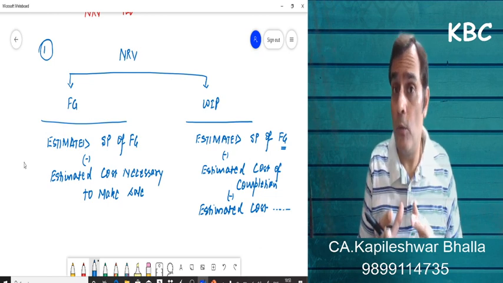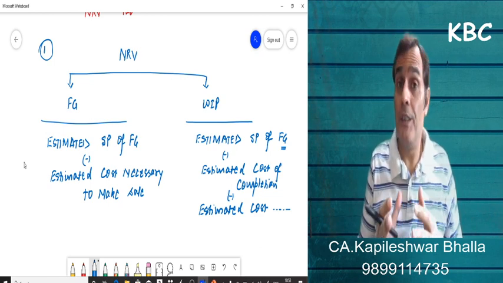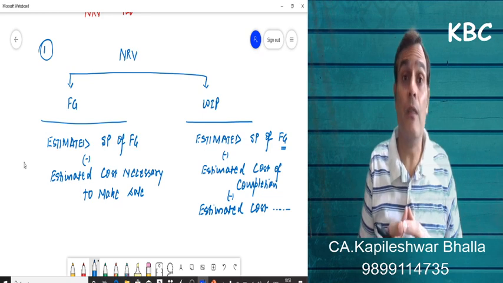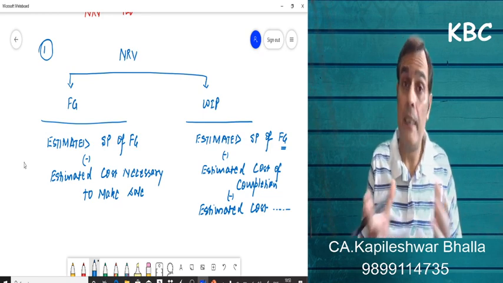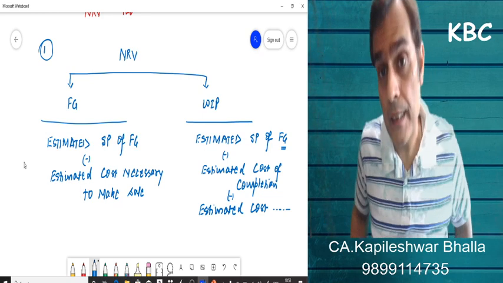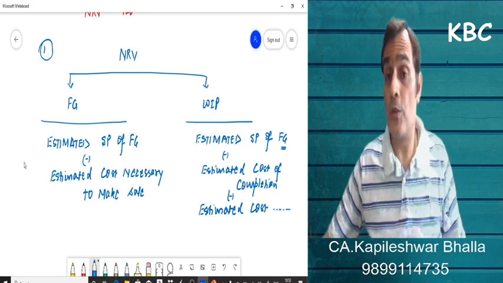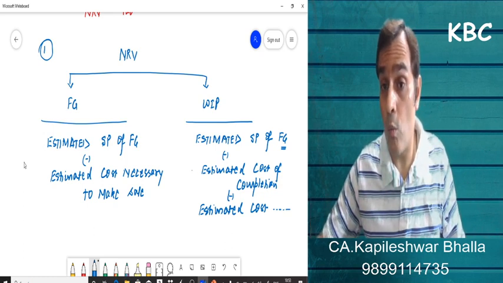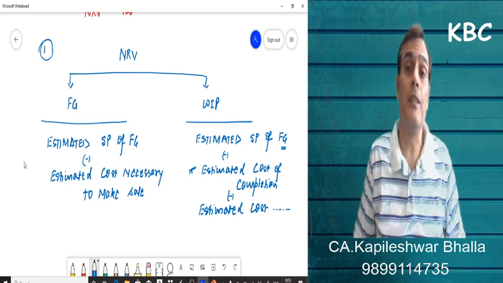But in terms of WIP, there are two reductions. We need to reduce the estimated cost of converting the WIP into FG and also the cost necessary to make the sale. And we've also understood the larger logic why this is reduced in terms of NRV.